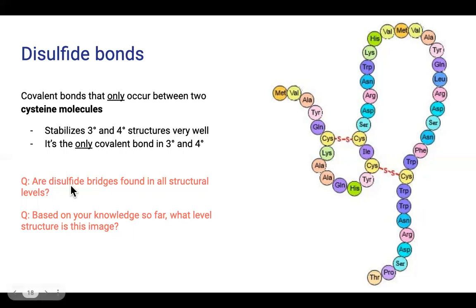So just some questions to go through. Are disulfide bridges found in all structure levels or just tertiary and quaternary? Yeah, just tertiary and quaternary, because they only exist in the R groups and you don't have R group interactions in any of the other structures.